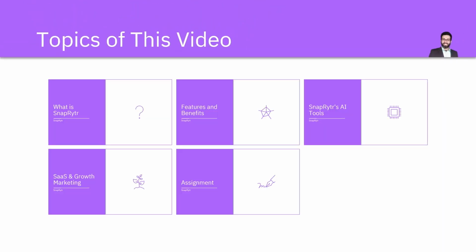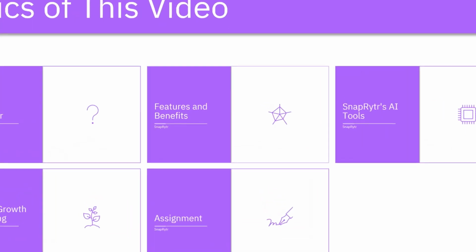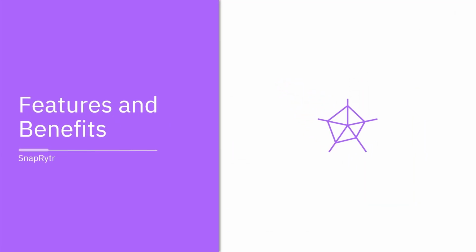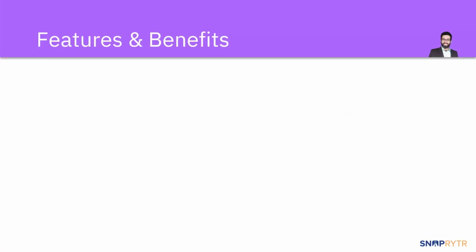Now, let's explore the major features of SnapRytr one by one. First of all, let's try to answer one critical question. Why would anyone use SnapRytr? As a marketer, you must ask this question from your manager or leadership. Why would anyone use your product? This is the most basic question. And they must address your question. If they do not have the answer to this question, it's a clear indication that you must leave that company immediately.